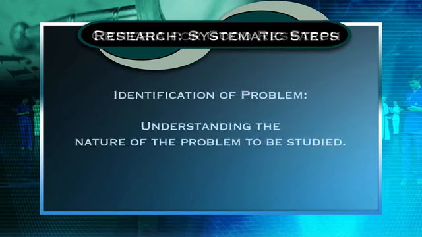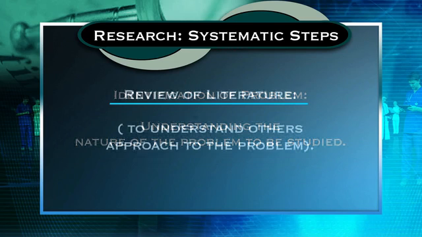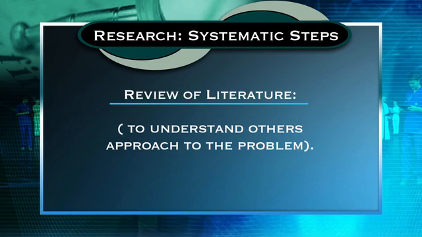In research, some systematic steps are followed to reach the goal. That is the identification of the problem. For identification of the problem, the nature of the problem must be studied. And then review of literature. To review the literature means the researcher has to know existing studies, existing papers, what preceding researchers have conducted. That is to understand other approaches to the problem, to know the trend of the research, and to find out the methodology to be followed to conduct this research. That is the literature review.